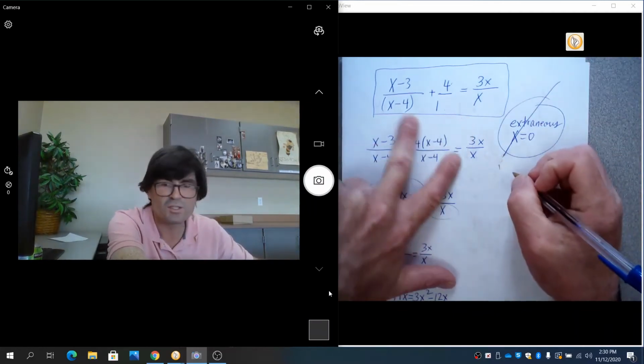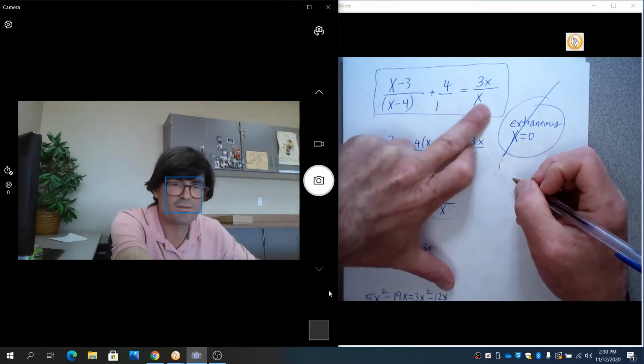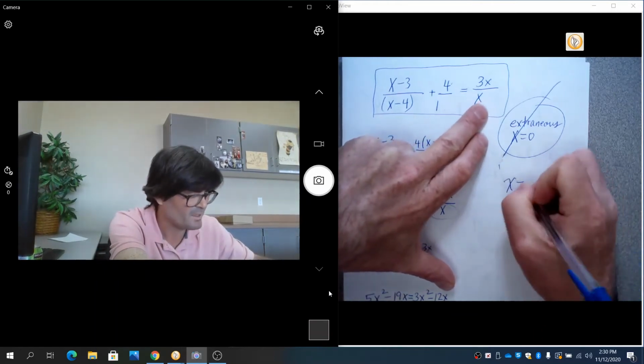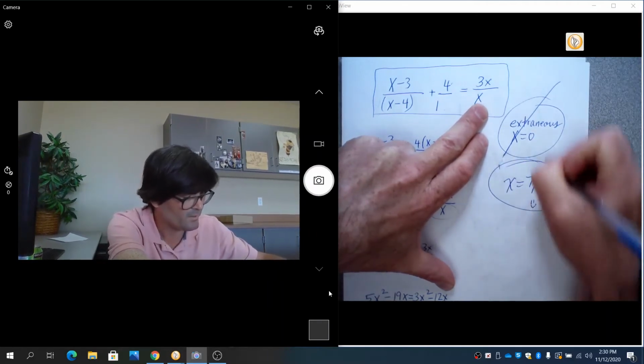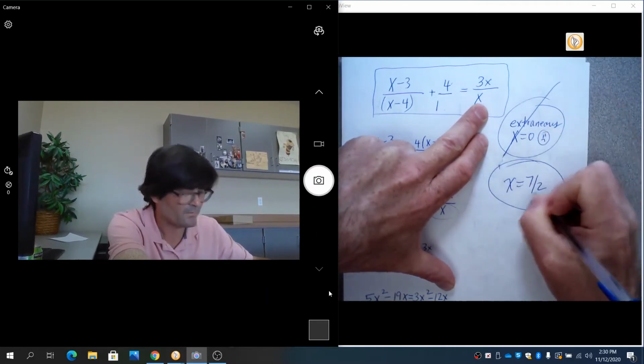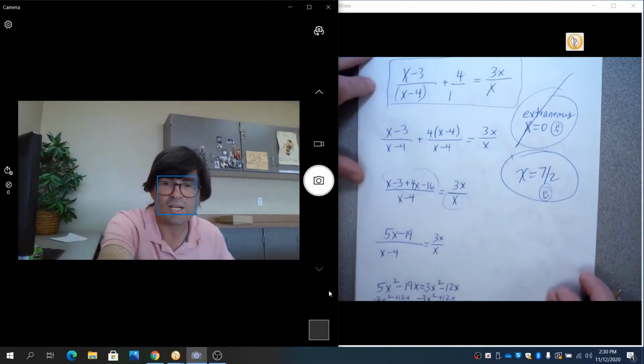And then 7 over 2 would not cause that to be 0. 7 over 2 doesn't cause that to be 0. So 7 over 2 is our actual answer. Give you a little happy face. Sad face. So again, check your answers.